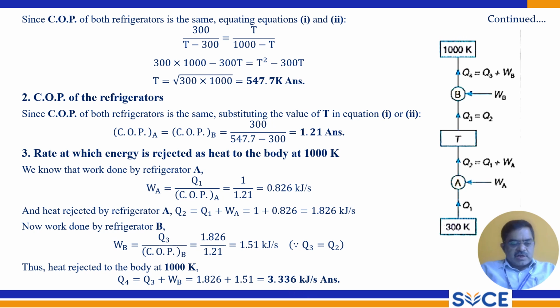So this is the final answer for the third task, and this is a very simple problem. You have to understand thoroughly and you have to do this. Since COPs are equal, COP of A and B are equal, it is a very simple problem. If it is different, we have to work a little more and we can find that out also.